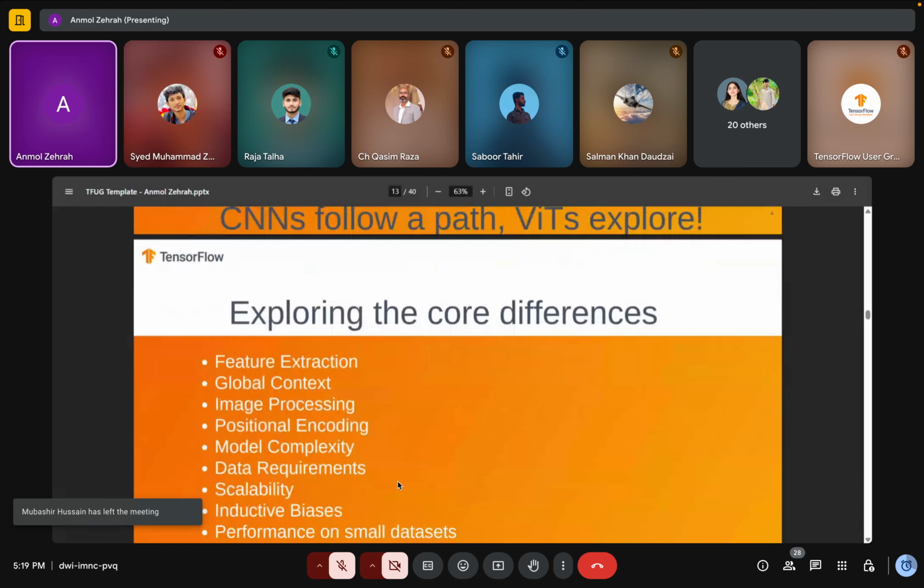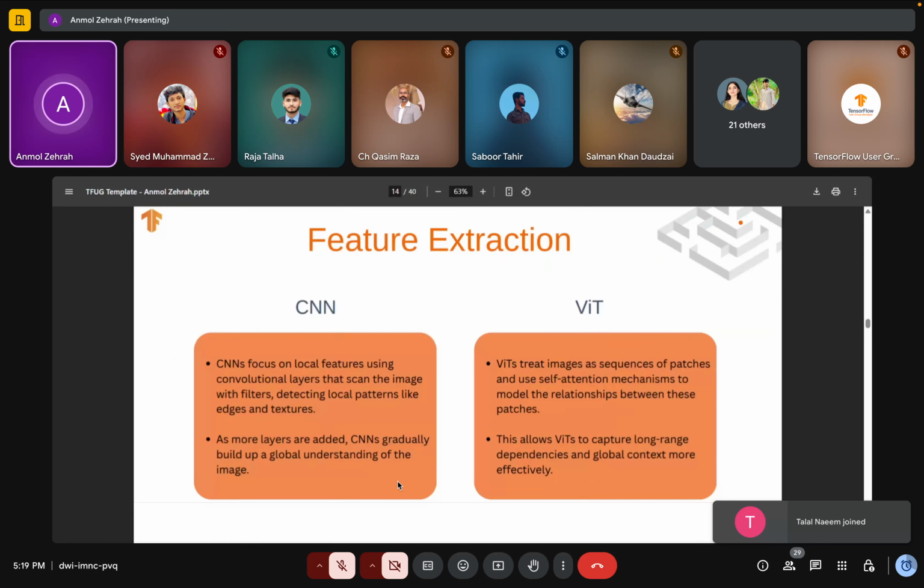Now let's look at what the core differences are. We're going to have a quick look at each of these. Okay. So now feature extraction. When we're talking about feature extraction in CNNs and ViTs, CNNs are like local pattern detectors. They will scan small patches of the image with filters, and they're going to find edges and textures. Slowly and gradually, as we add more layers, the local information will grow into a global understanding.